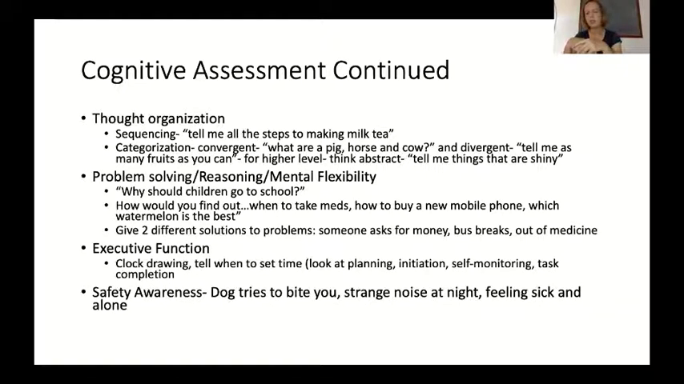Why should children go to school? Because they should. That's not a full answer. Children should go to school so that they learn, so that they can have a better future. Any of these types of things would be better.